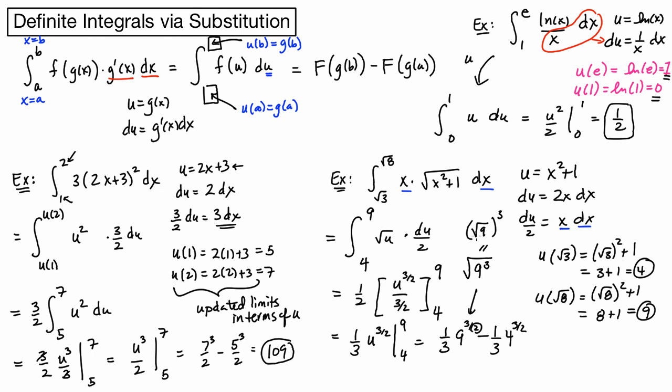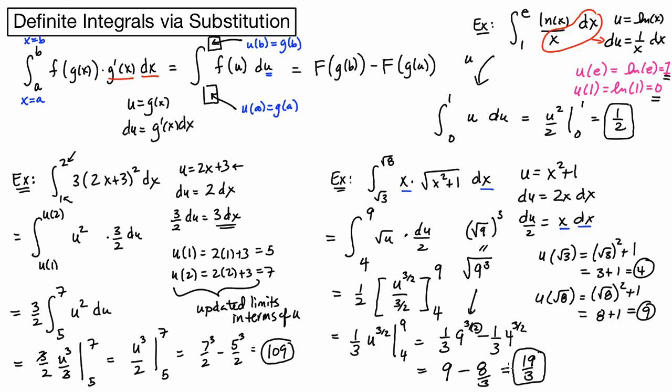The square root of 9 is 3. 3 cubed is 27, so I have 1/3 times 27, which is 9. And here I've got 4. The square root of 4 is 2. 2 cubed is 8. And so I have 8/3 here. The net result there is 19/3 for the integral.